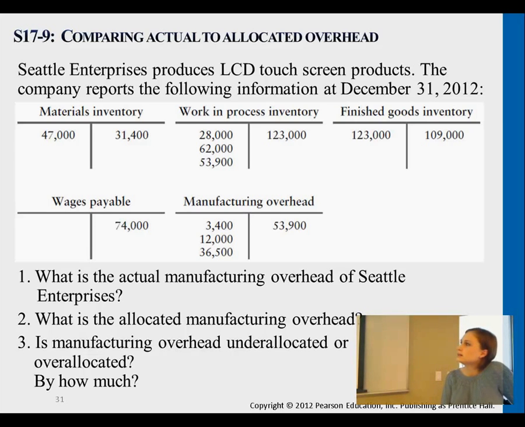So anyone on actual manufacturing overhead? What am I going to look at when I'm trying to calculate actual manufacturing overhead? Is it materials inventory? No. Work in process inventory? No. Okay, finished goods? I'm looking for actual manufacturing overhead.